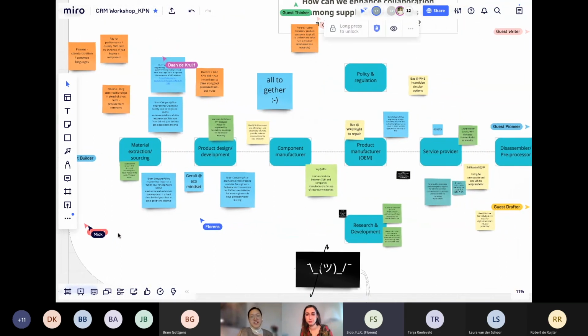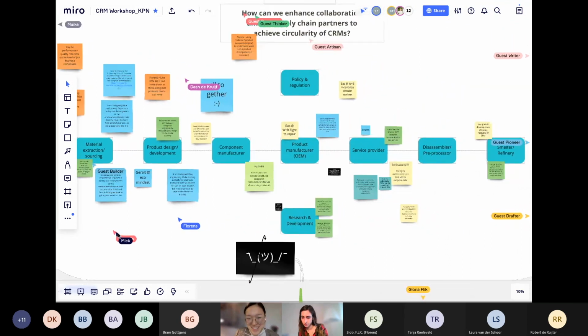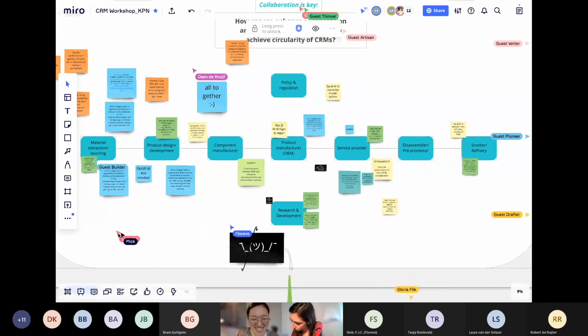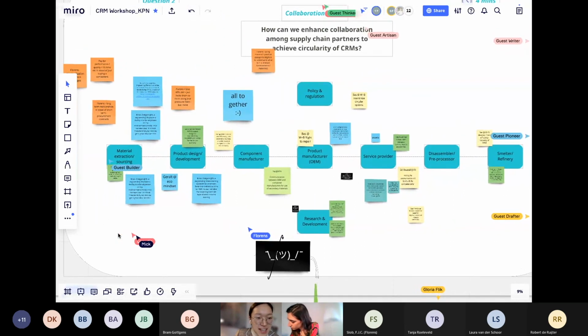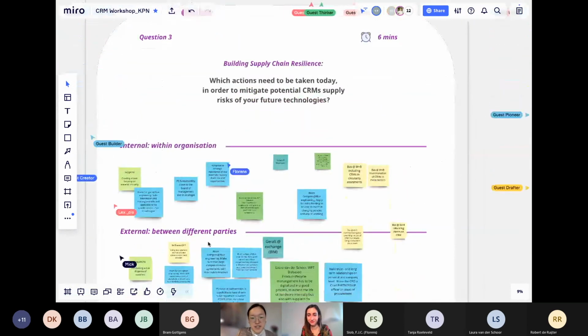Yeah, the standardization, I think that's a very good point. I hope someone joining from the policy and regulation side can take this suggestion into consideration. And because of the time, we actually need to move to the next question.